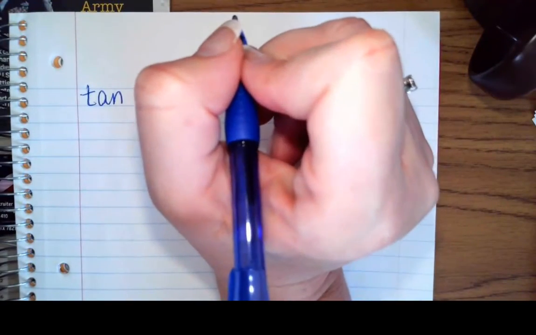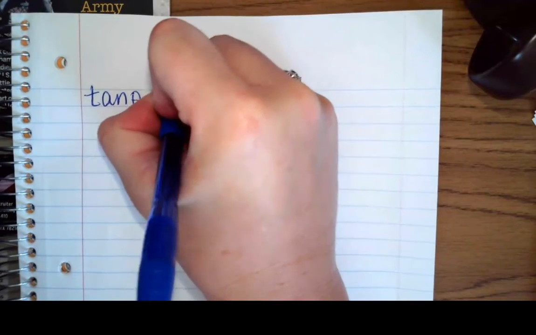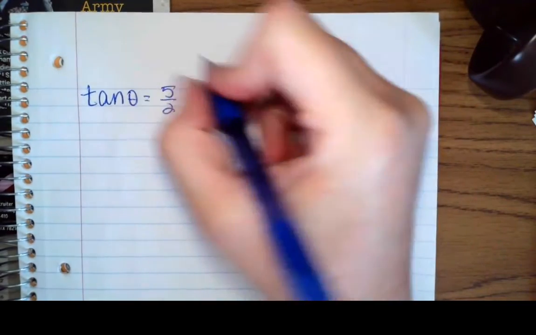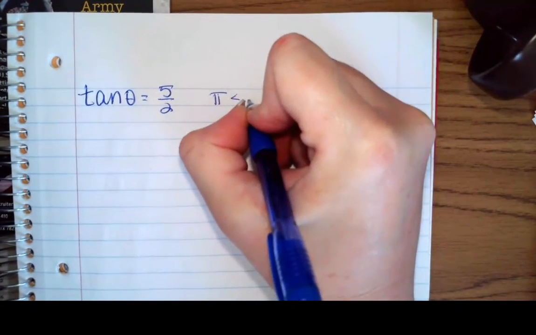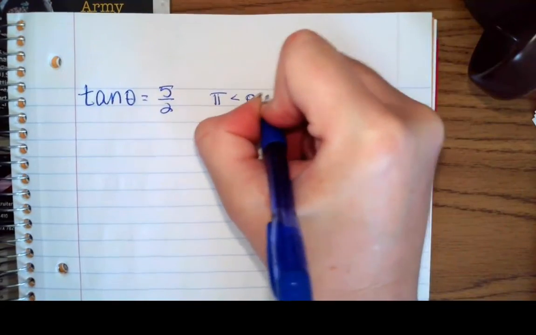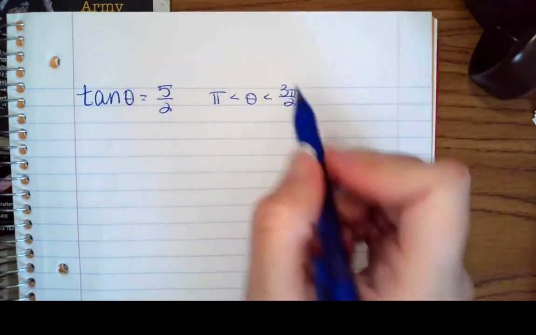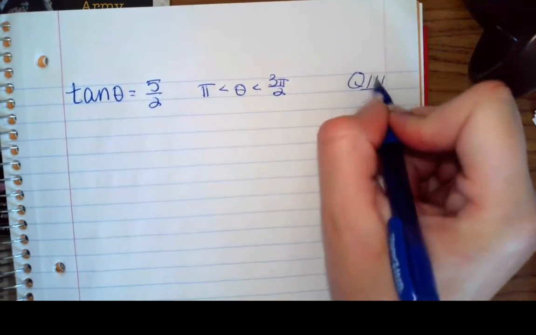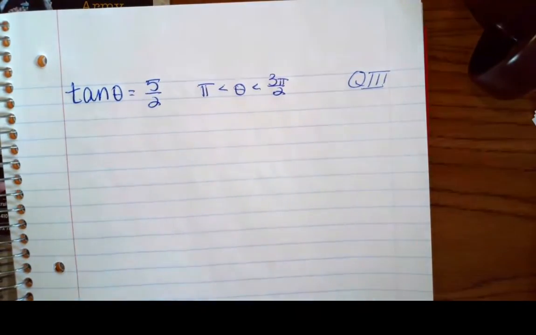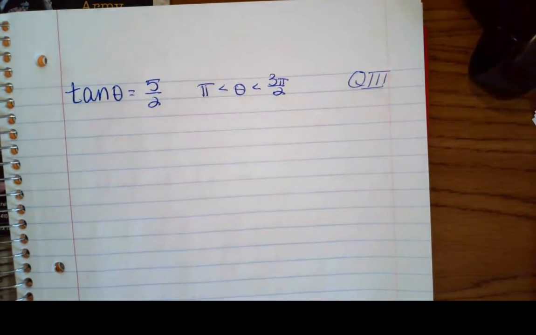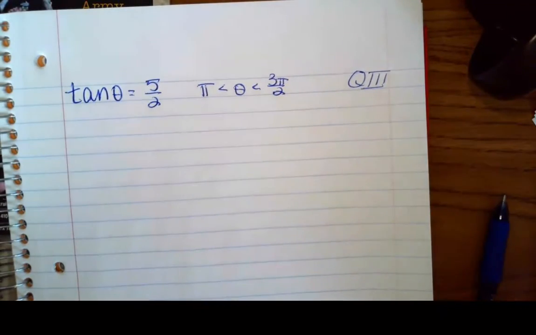So I've got tangent theta. Some of these rationalizations can get kind of sticky. So tangent theta is 5 over 2. And pi is less than theta, which is less than 3 pi over 2. So I need to look at that. That means I'm in quadrant 3, because I'm between pi and 3 pi over 2. And I want to find the exact same answers that I did a while ago. So first thing I need to do is build my triangle.